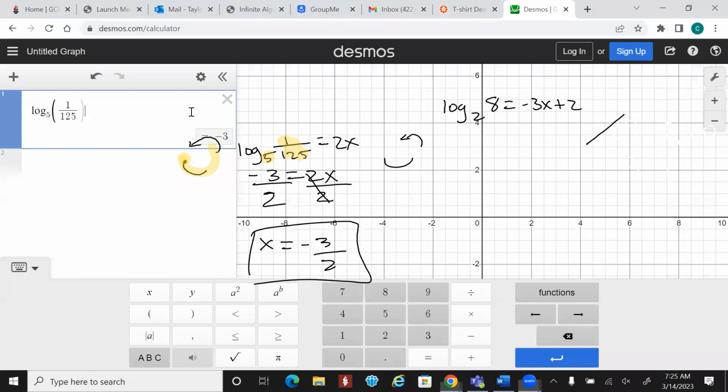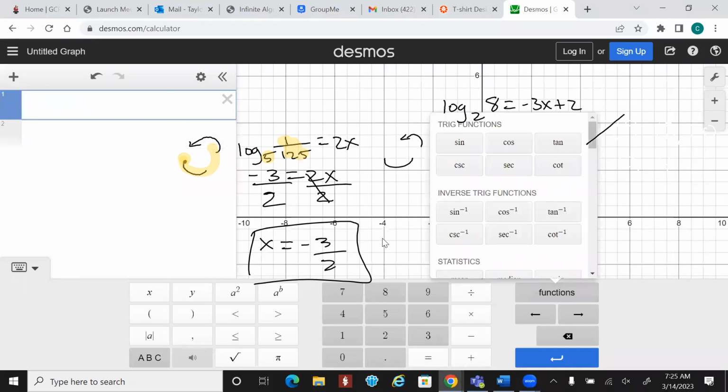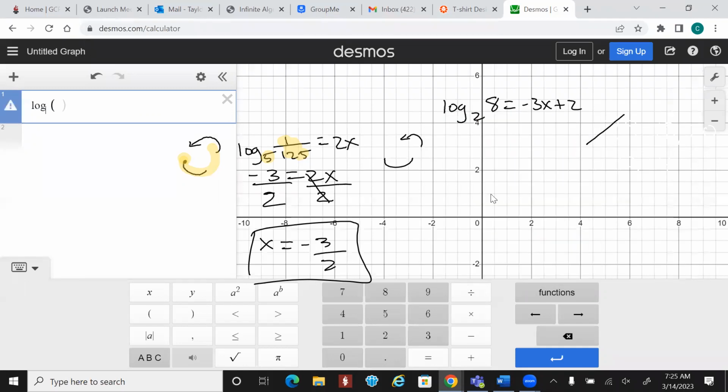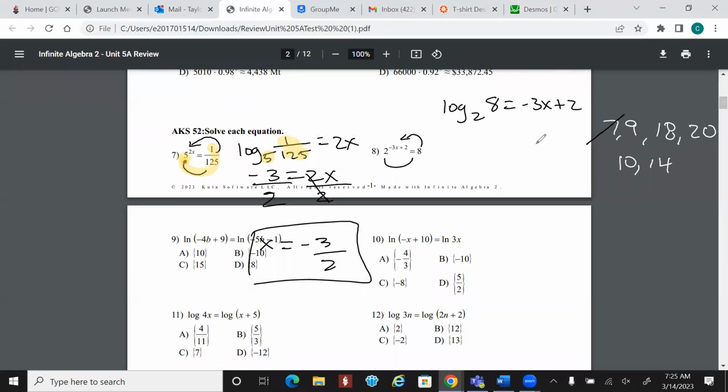All right, so now we're going to go into Desmos. We're going to type log of base 2 of 8, and that's going to give me 3, right? So this is going to give me 3 on this side equals -3x plus 2. Now we're going to actually solve this out. We're going to subtract 2 from both sides, and then divide by -3. So that gave us x equals -1/3.